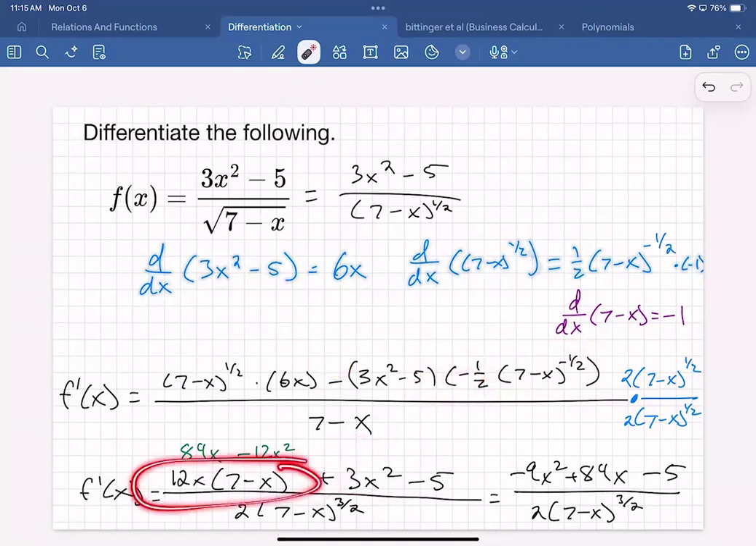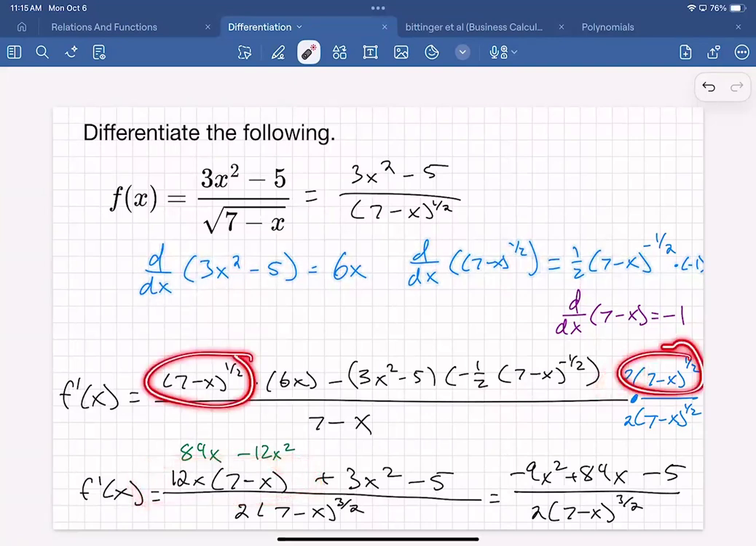This piece here, be careful though to see that it's no longer 6x because of the 2 that we multiplied by. All right, this is no longer a square root because I multiplied by that same exact factor. So that's why this became 12x times the 7 minus x. Okay. Any questions, concerns I can help with as far as cleaning that up?